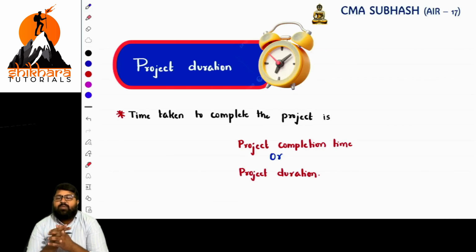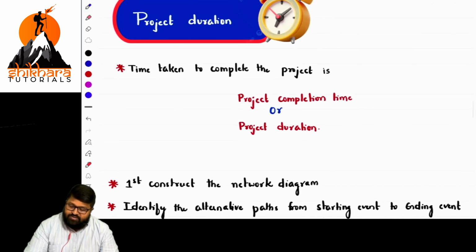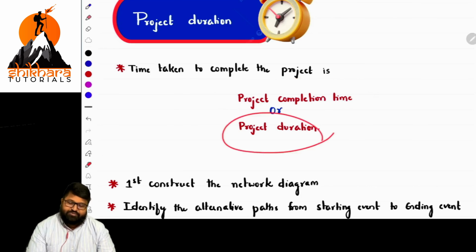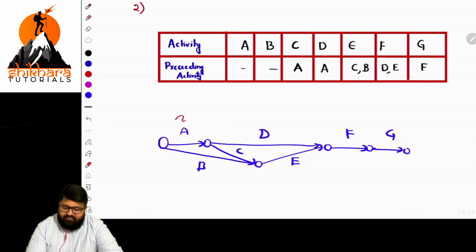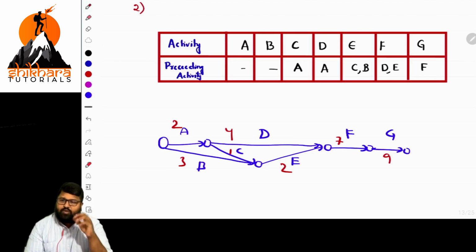So till here we are done with the basic construction of the network diagram. Now, the most important thing in the network diagram is to calculate the project duration. What is the time taken to complete the project is important. Time taken to complete the project is nothing but the project completion time or project duration. Normally each activity consumes some time, for example 2 days, 3 days, 4, 1, 2, 7, 9. So we need to calculate the total for the project duration.